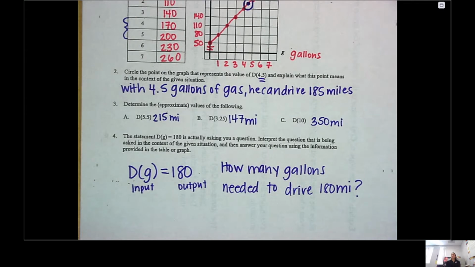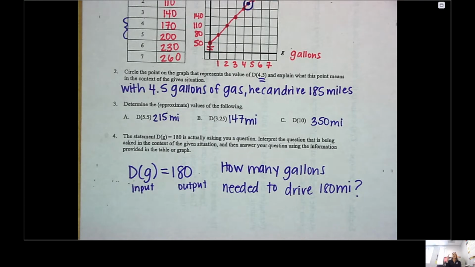So I know you can go 180. Look at the table. What is that between? 4 and 5. It's between 4 and 5. So you need between 4 and 5 gallons of gas. Now, is that number going to be closer to 4, or is it going to be closer to 5? 4. Something closer to 4. So you can give an approximate number. You can round. You don't have to be exact here.